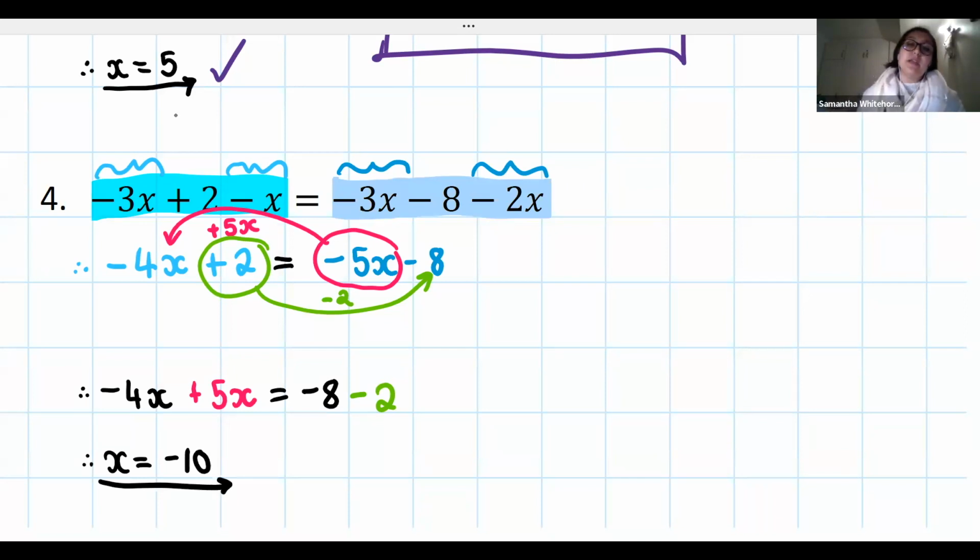So please be careful. You're not multiplying the x terms. You are not dividing them. You are just adding and subtracting. You're working with like terms. All right.